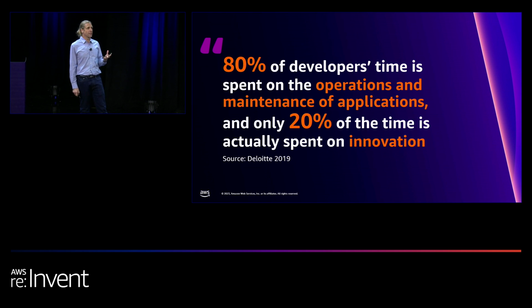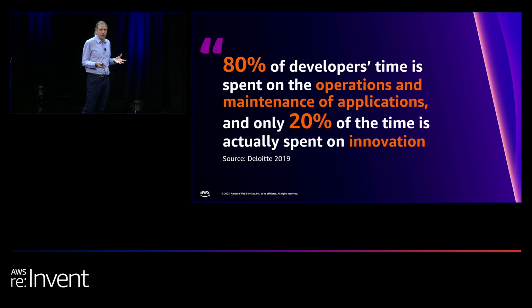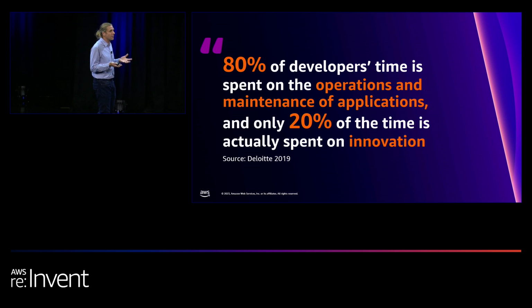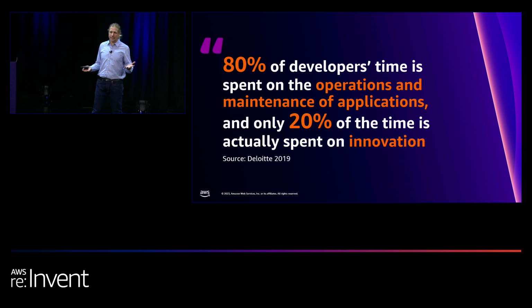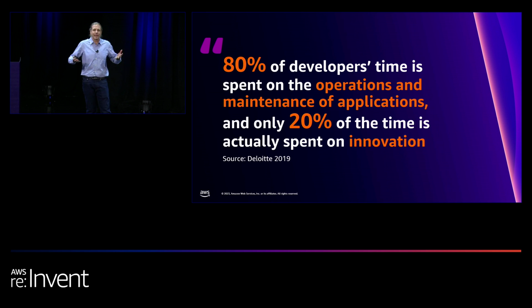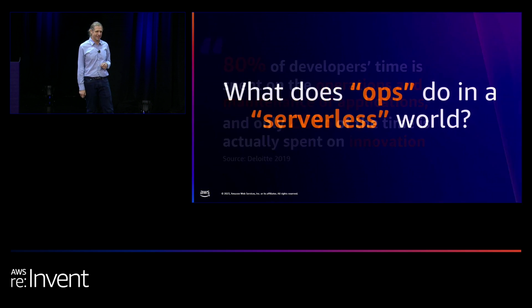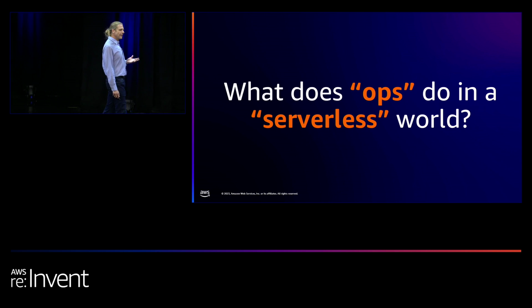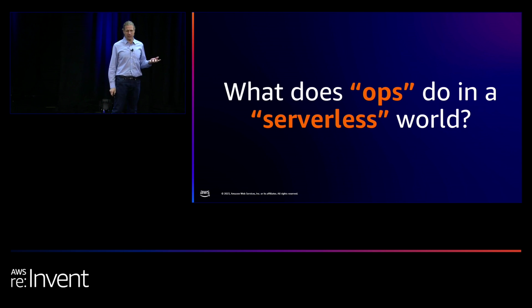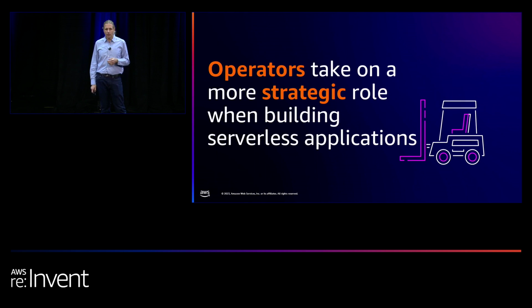But again, let's just switch and look a little bit about ops again. The biggest barrier to agility when building applications is often a lack of time spent on the things that matter. CIOs want development teams to focus on innovation and move with speed, but today, what are most developers doing? They're spending a lot of time on operations and maintenance. So then you ask the question, what does ops actually do in a serverless world? Well, I think there's a lot.